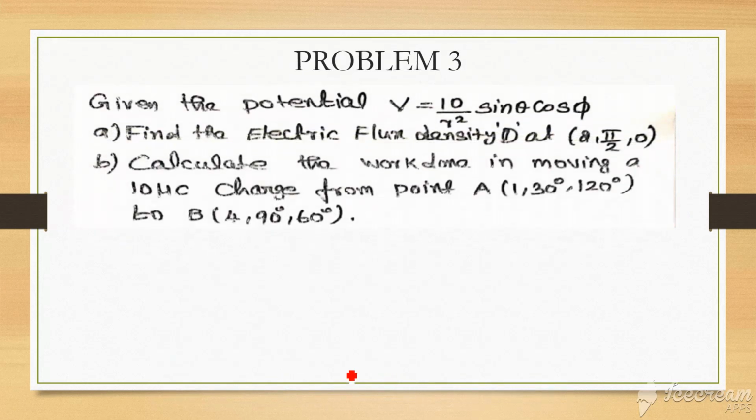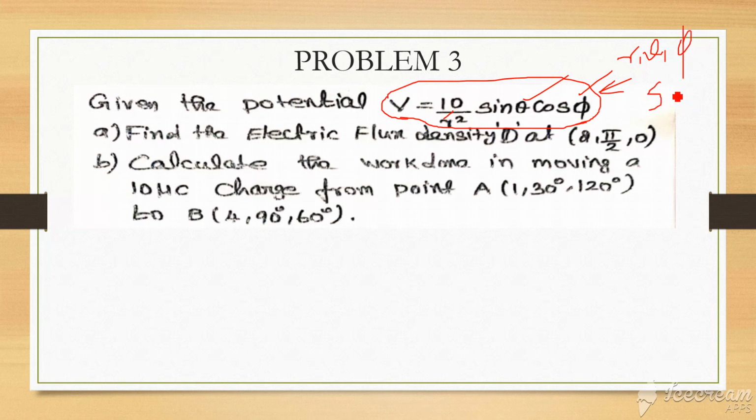Now the third problem, where the potential V is given. In this problem V itself defines the coordinates with respect to which the potential is given. Here we have three parameters, that is R, theta and phi. From these variables, the given data are in the spherical coordinate system. Very, very important: the given coordinate system is spherical. Here we need to find the electric flux density, that is D, at 0, pi by 2, 0. This is the first subdivision.